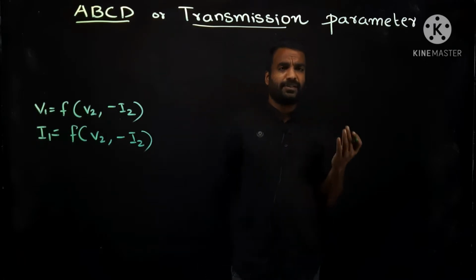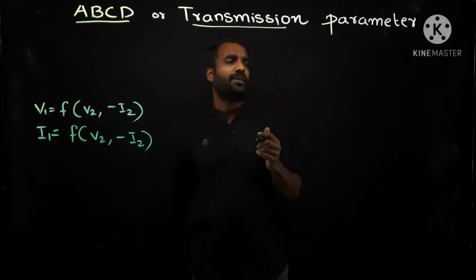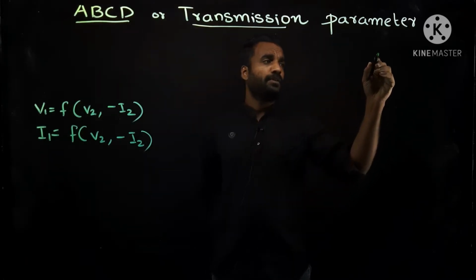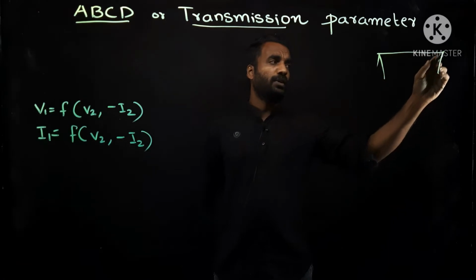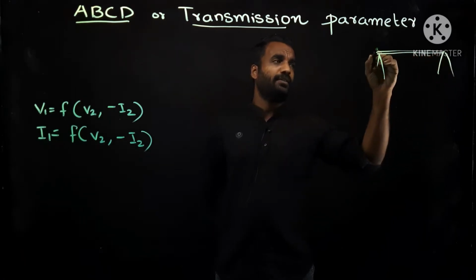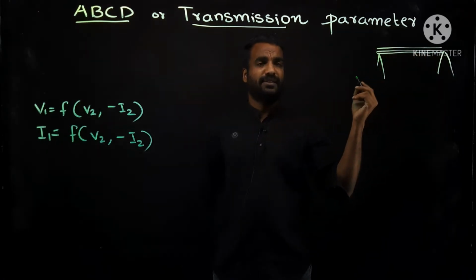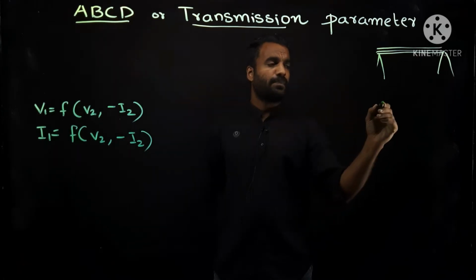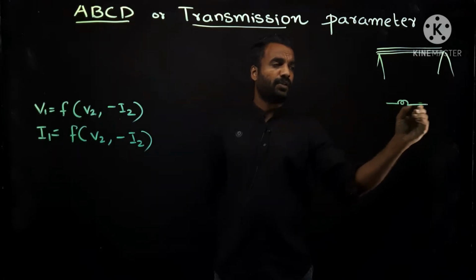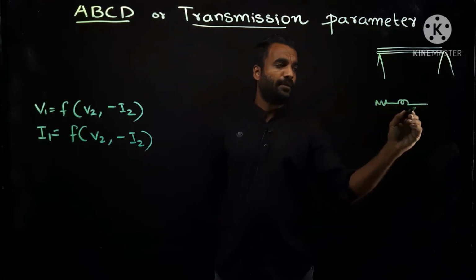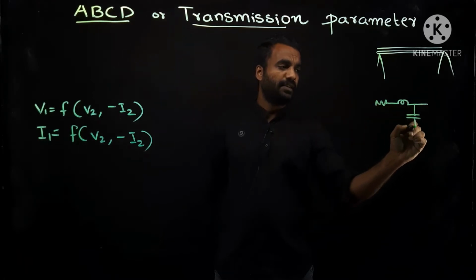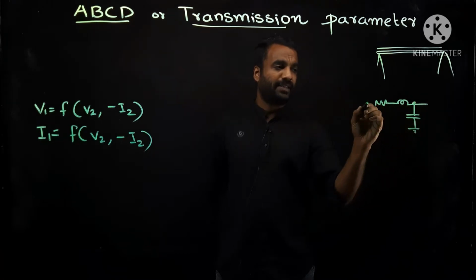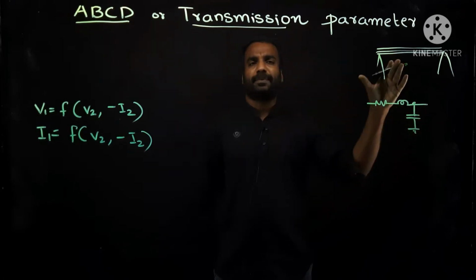Representation of transmission lines means, if we have a 200 kilometer line in between two towers, suppose three lines are there as phase lines. You represent it as some equivalent circuit like R, L, C: capacitance in between line and earth, inductance, resistance. This is the equivalent representation.